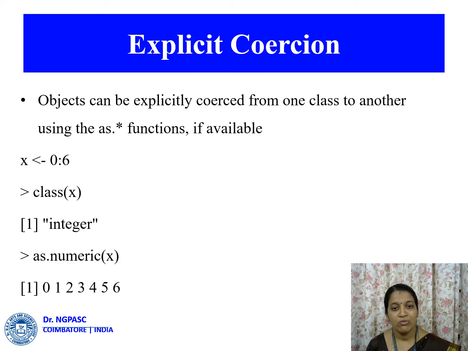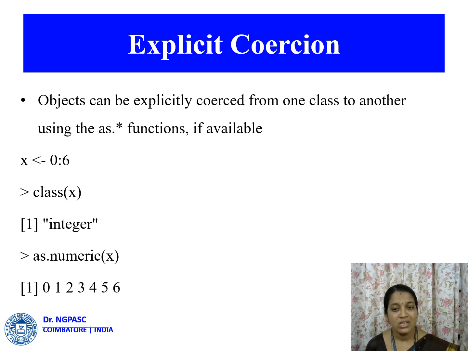Next we go for explicit coercion. For explicit coercion from one class to another class, we have to use the as dot function. I have given an example here. The x is my variable name, the sequence of numbers 0 to 6. I want to know what type of object this is, so I specify the class of x, which is an attribute. It shows integer as my object.